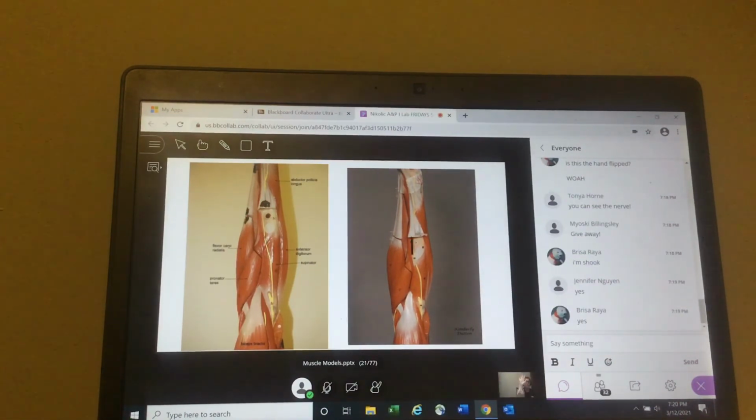I'm making it black, but it's going to be in the middle. In other words, it's going to be in the middle between the ulnar, which is your pinky finger area, and your radial nerve. You can't see either of those very well here. These are not good images for the nerves.